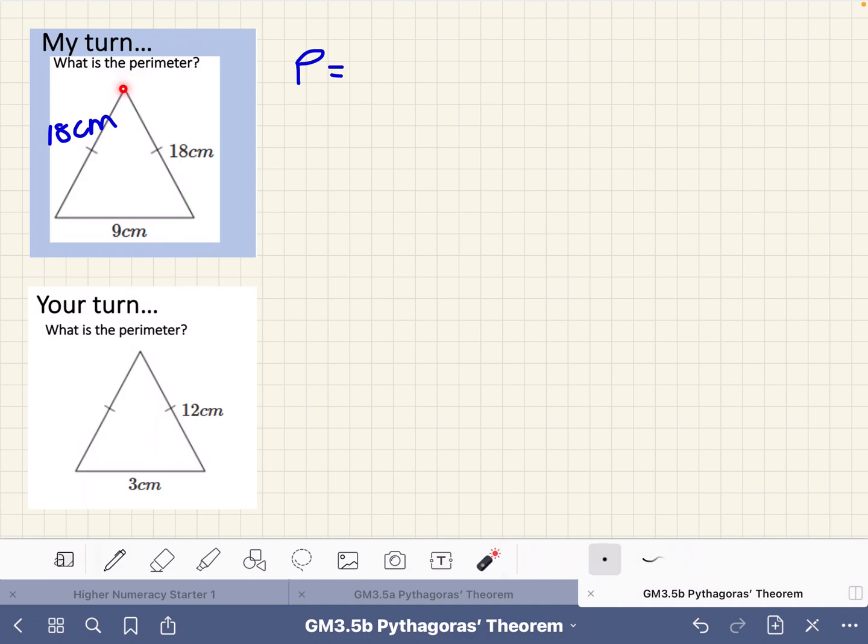If I pick this corner, I can see I need to add 18, 9 and 18 to get back to the start. So 18, add 9, add 18, gives me a perimeter of this triangle of 45 centimetres. Press pause to try this question here.